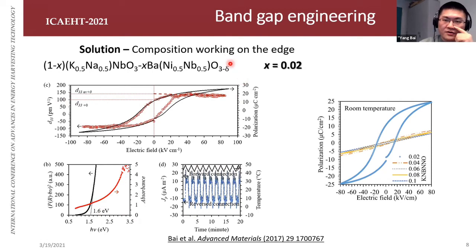And why I call it working on the edge is because it's a critical value. If you go above the critical value, you will lose the ferroelectricity completely. So keeping on the edge of both the narrow band gap and the good ferroelectricity is important here in this composition engineering.